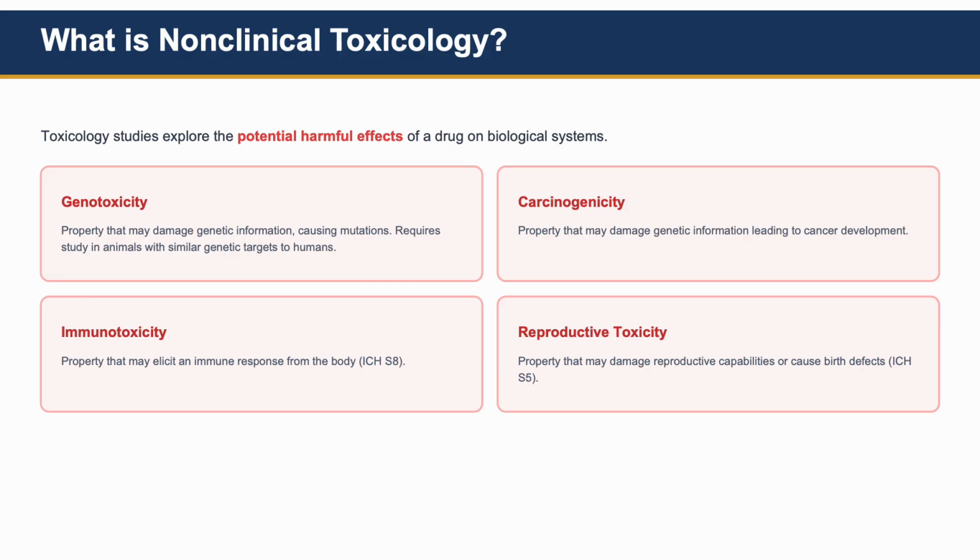Genotoxicity studies assess whether the drug can damage genetic material and cause mutations. Carcinogenicity studies evaluate whether the drug might promote cancer development. Immunotoxicity studies, guided by ICH S8, assess potential adverse effects on the immune system. Reproductive toxicology studies, covered by ICH S5, evaluate effects on fertility, embryo-fetal development, and postnatal development. These studies are critical for determining safe use in pregnant women and women of childbearing potential.